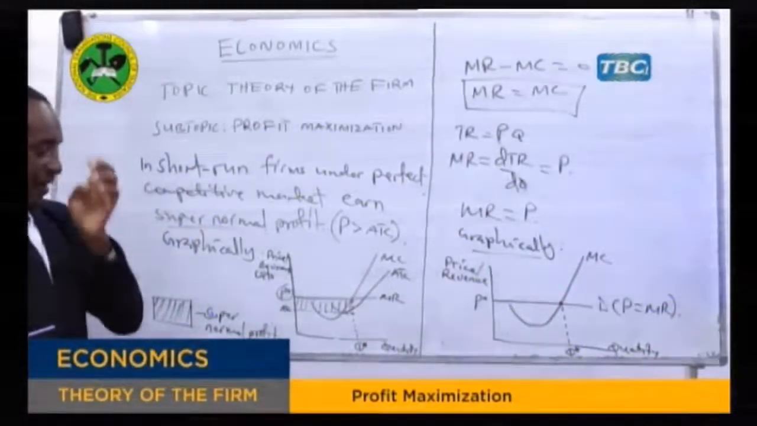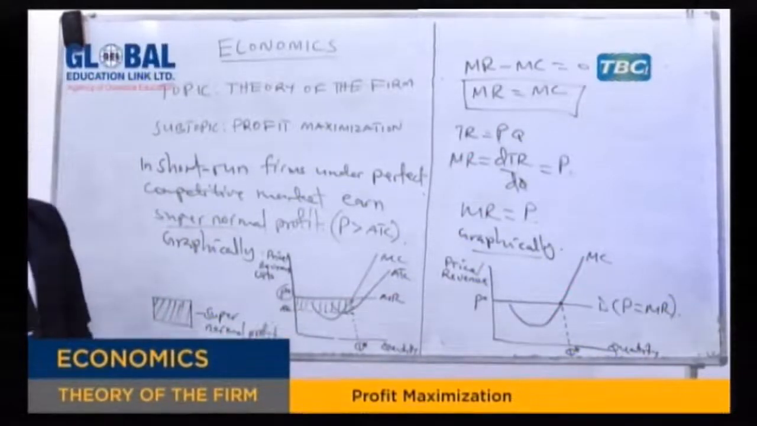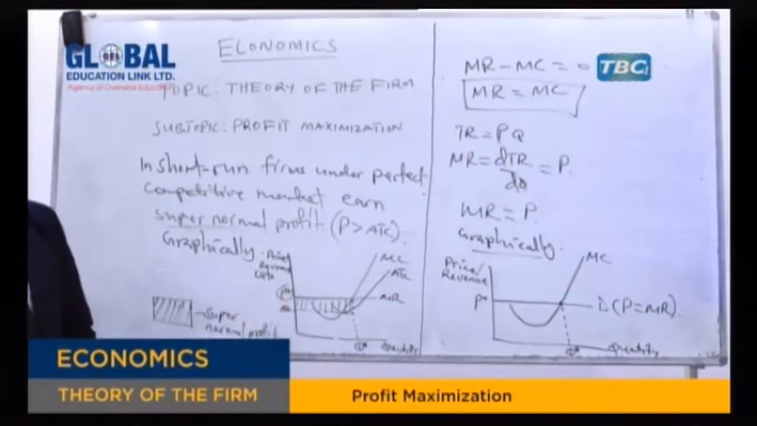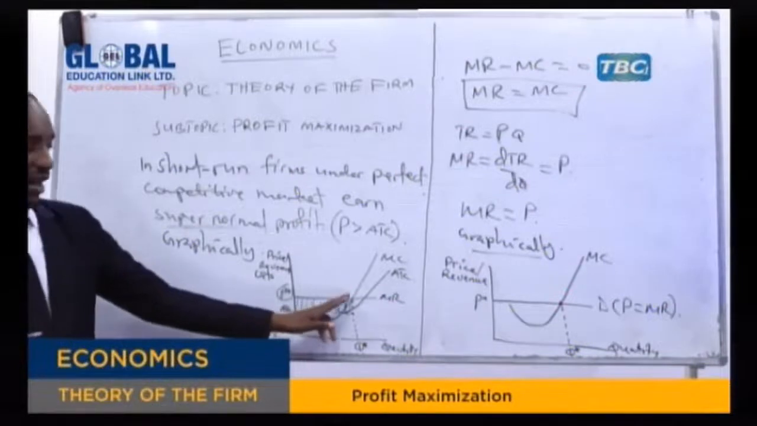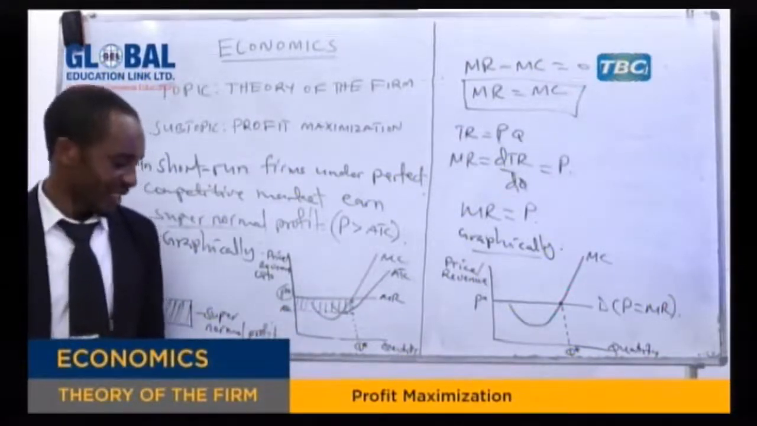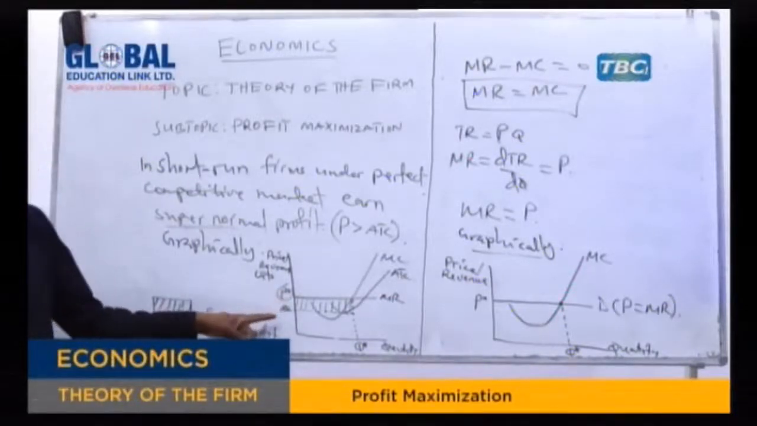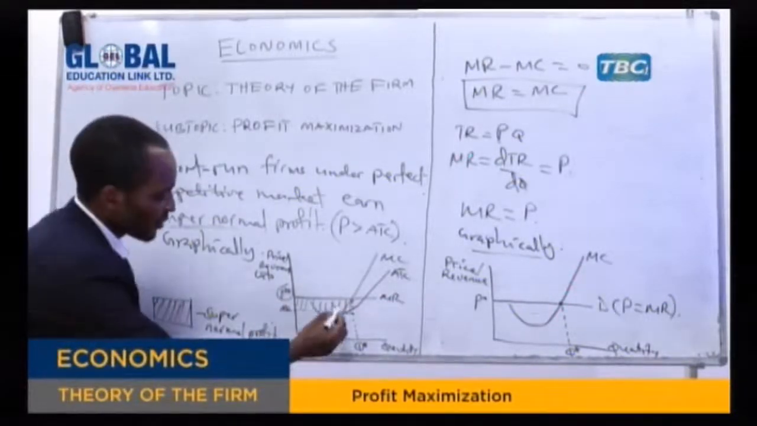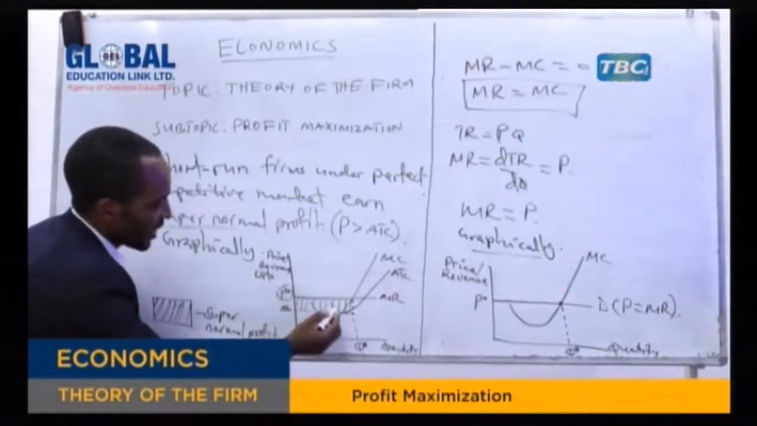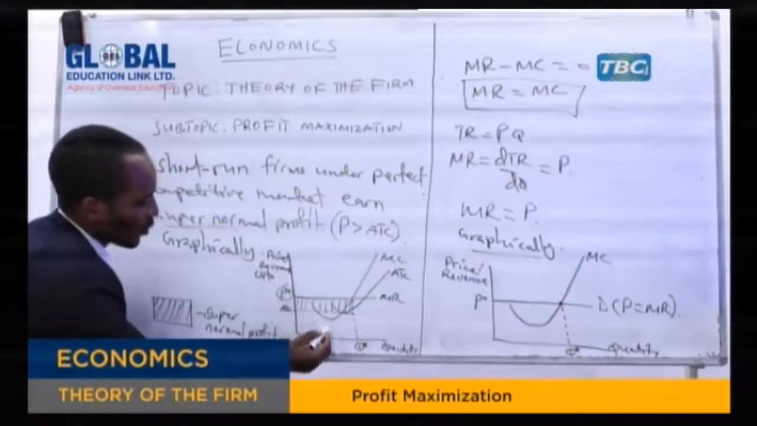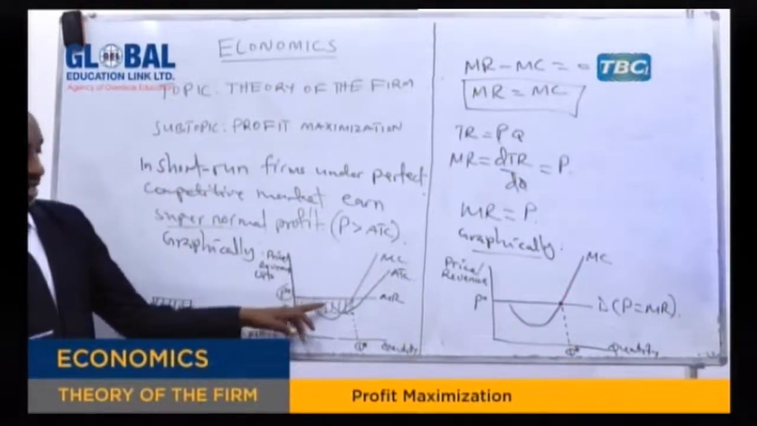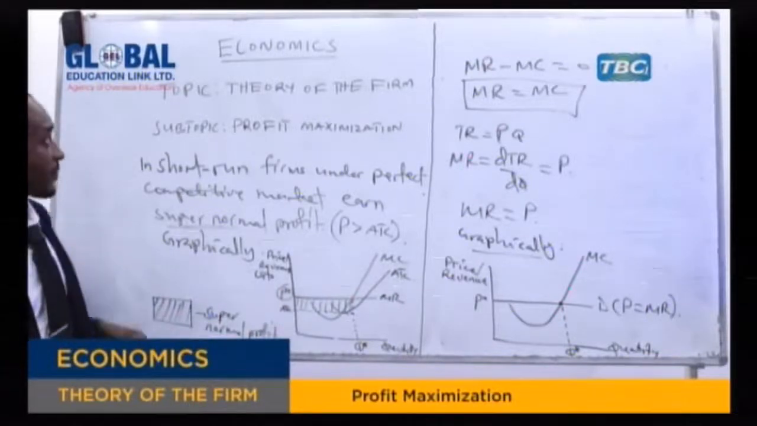So firms under perfect market in the short run will earn supernormal profit when the price is greater than average total cost. And this shaded area shows the supernormal profit a firm could earn. And this is the same as taking the price times the quantity, price star times the quantity, you get the total revenue. So when you subtract, you remain with this area, which is the supernormal profit.